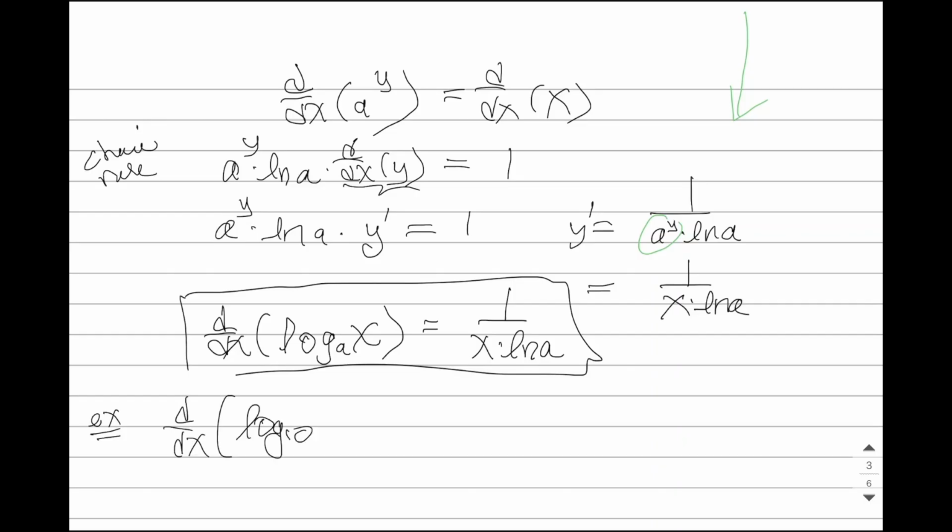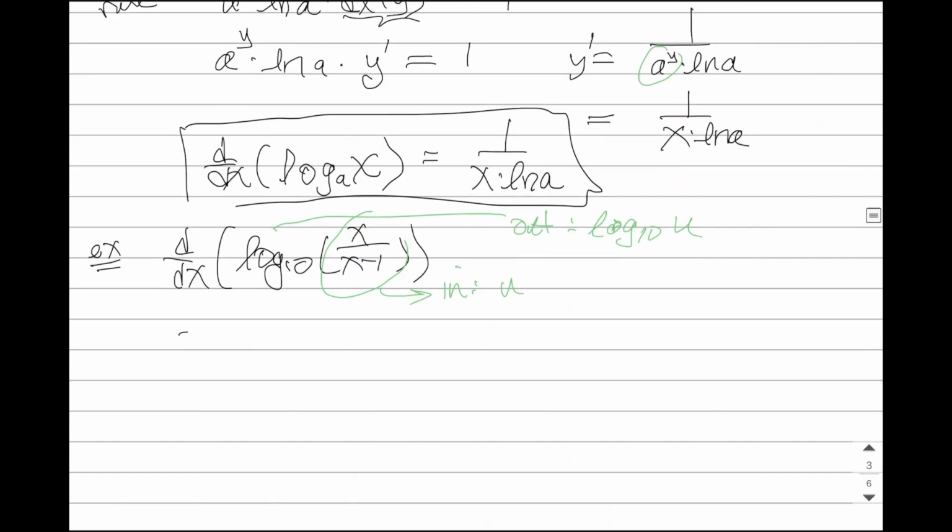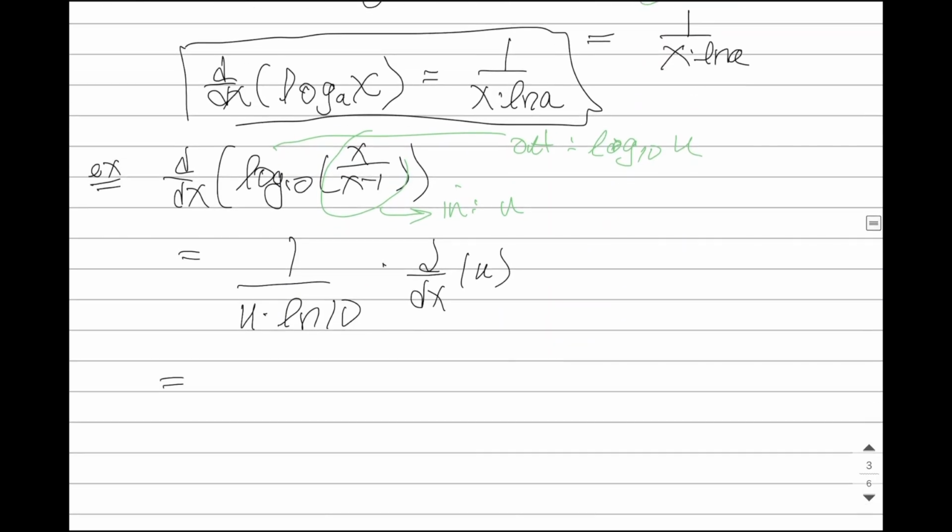For example, the derivative of log base 10 of x over x minus 1, I can certainly do this. I just have to use the chain rule. This would be our inner function. We can call it u, and our outer function would now be log base 10 of u. And so the chain rule would tell me, okay, take the derivative of log base 10 of something. So according to the result that we just got above, this would be 1 over u times the natural log of 10 times the derivative of whatever u is.